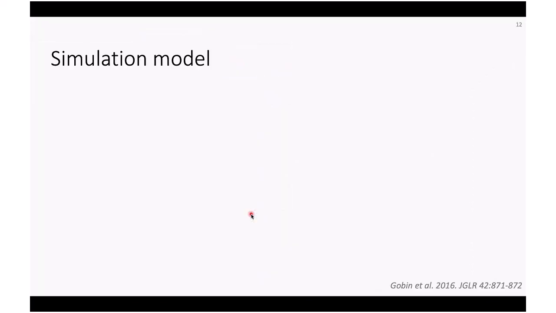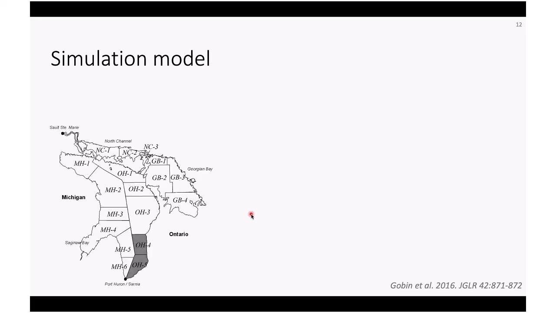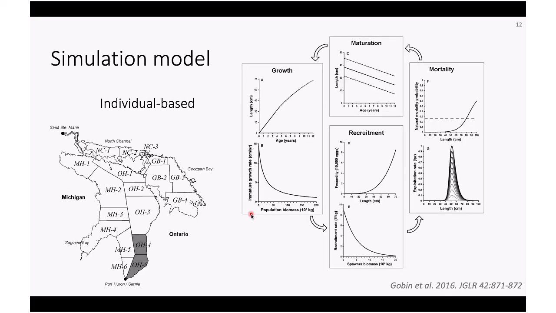And to address this question, I took a step back from developing my evolutionary model and started with an ecological model. I was working with simulation models that I developed using data for the southern main basin of Lake Huron. And the type of model I used was individual based. So what this means is that individual fish exist in these models and they experience processes at the level of an individual. So each year in the model, individuals have an opportunity to mature based on how old you are and how large you are.